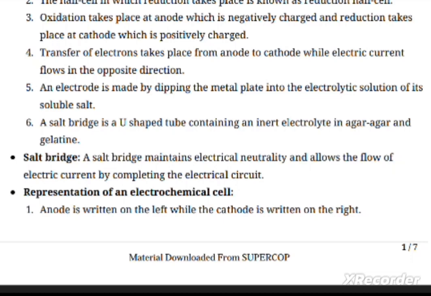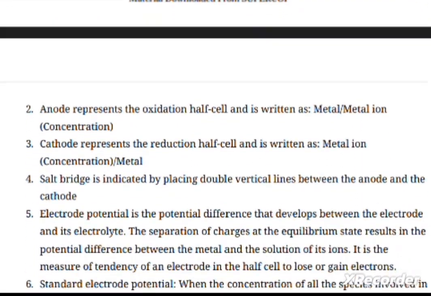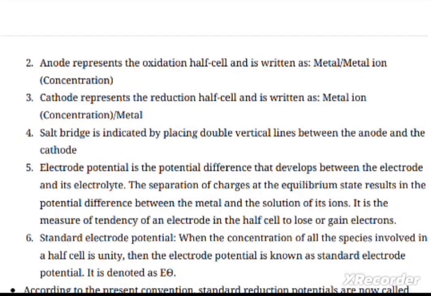First, the anode is written on the left while the cathode is written on the right. Clear? Second, the anode represents the oxidation half cell and is written as metal | metal ion concentration. Third, the cathode represents the reduction half cell and is written as metal ion | metal. Fourth, the salt bridge is indicated by double vertical lines between the anode and the cathode.